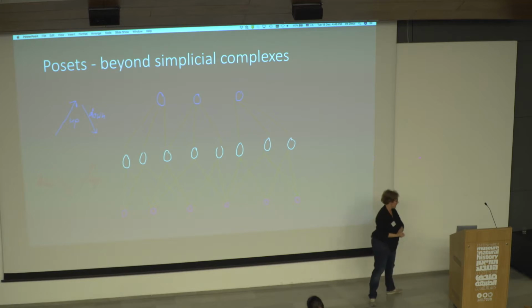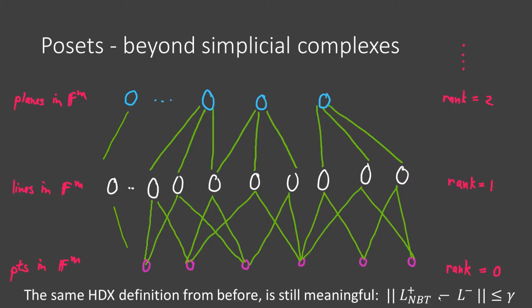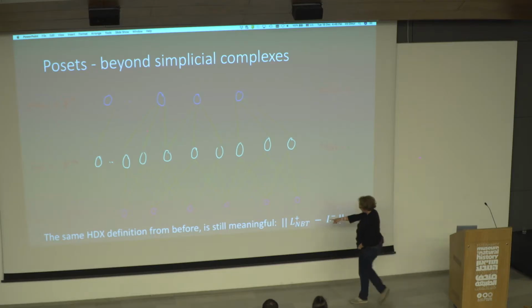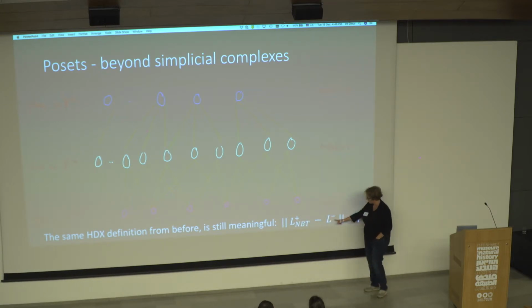So we have this poset, and now we're just going to make the same definition as before. So here I just wrote lines, planes, blah, blah, blah. Anyway, we can't see it, so it's OK. And the same definition from before is still meaningful. So this operator is still well-defined, this L plus non-backtracking, and this operator is still well-defined, L minus.